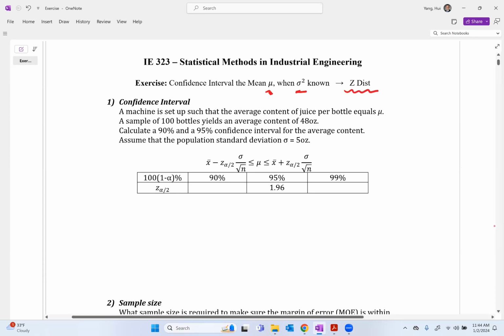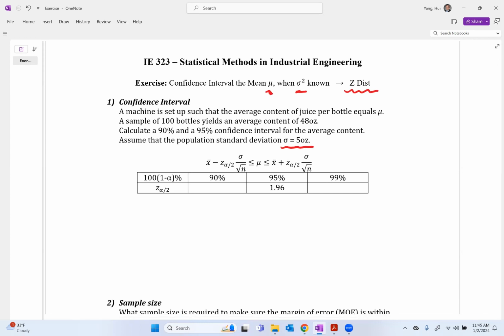A machine is set up such that the average content of juice per bottle equals mu. A sample of 100 bottles yields an average content of 48 ounces. Calculate the 90% and 95% confidence interval for the average content. Assume the population standard deviation sigma equals 5 ounces.